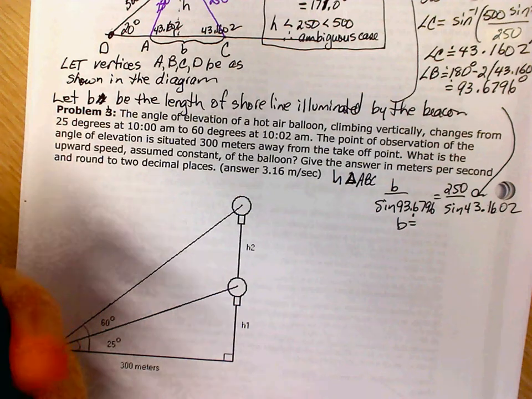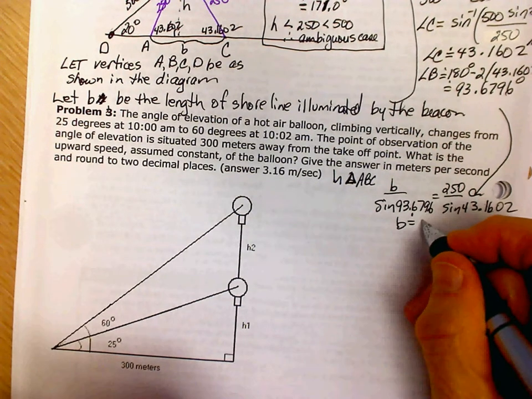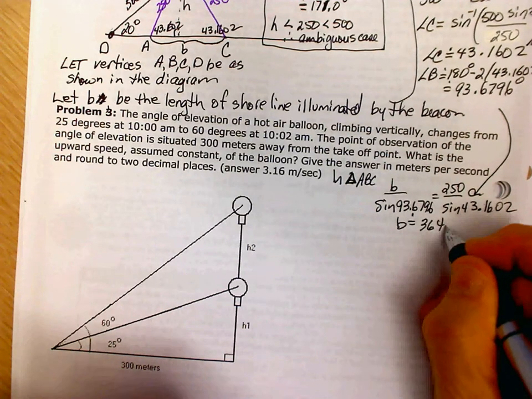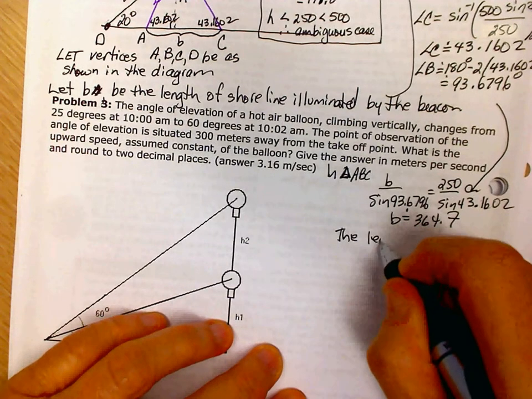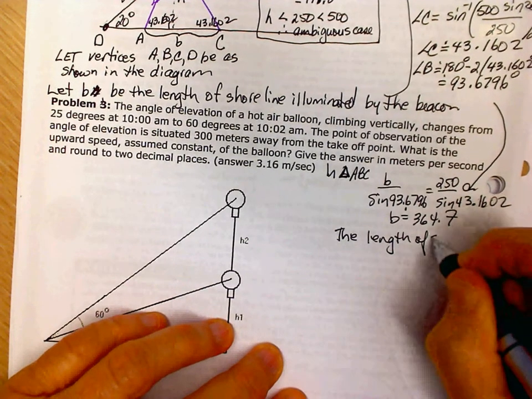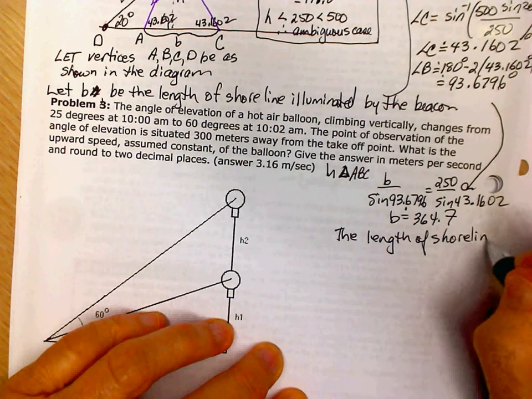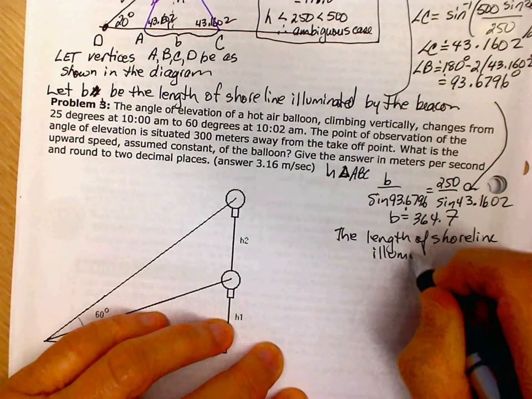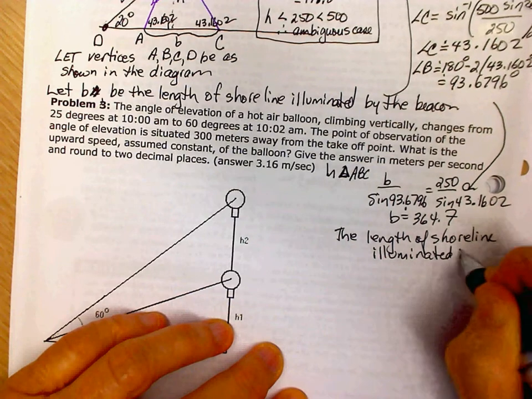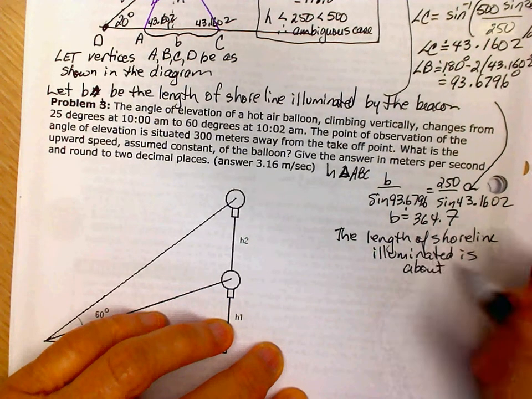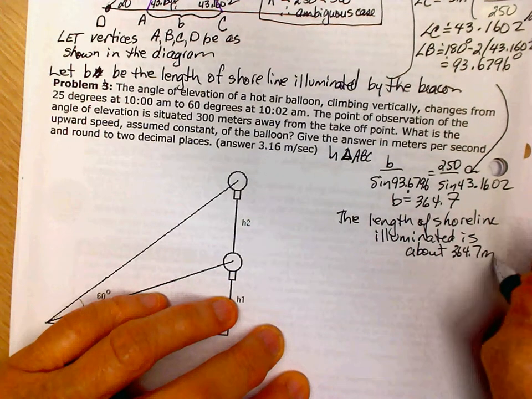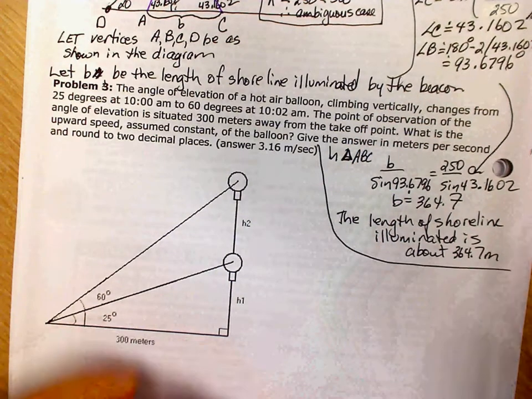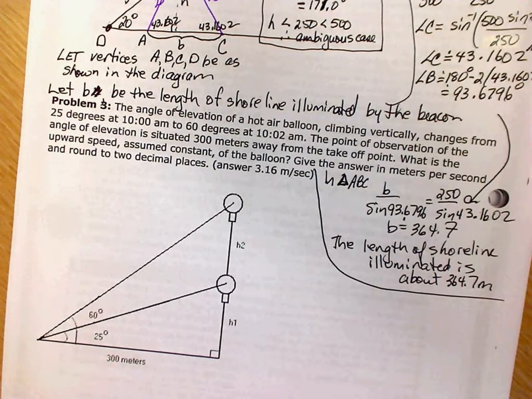Syntax error. But anyway, you will get 364.7. So the length of shoreline illuminated is about 364.7 meters. Good? Makes sense?